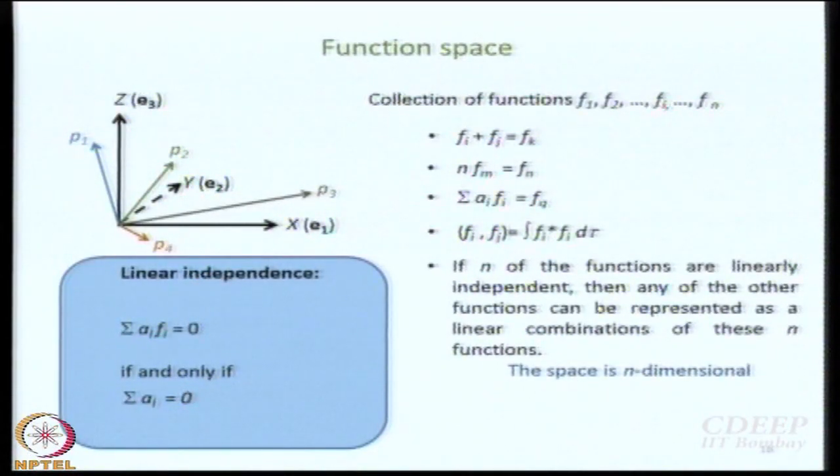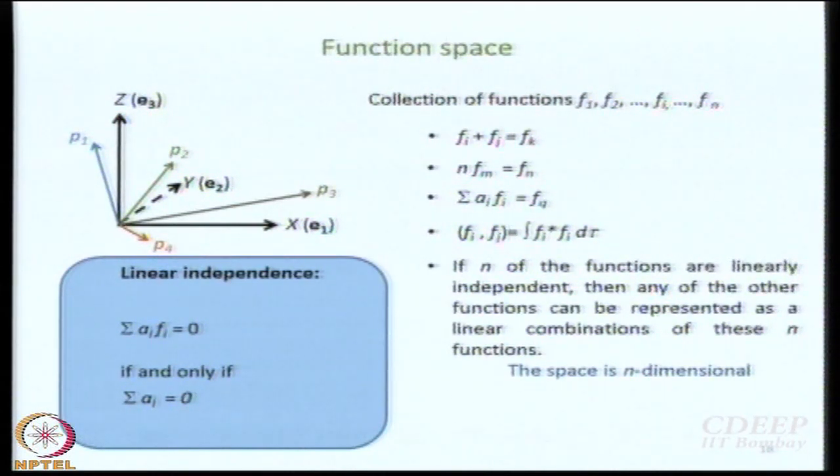That is basically what we are saying here. If n of the functions are linearly independent, in real space we have 3 functions that are linearly independent, then any of the other functions can be represented as a linear combination of these n functions. In other words, we say that this space is n dimensional, the space here is 3 dimensional. Just because you have many vectors, many functions, suppose you have 480 functions, it does not mean that we are working with 480 dimensional space. What you have to see is how many of these vectors are linearly independent. That number will give the dimensionality.